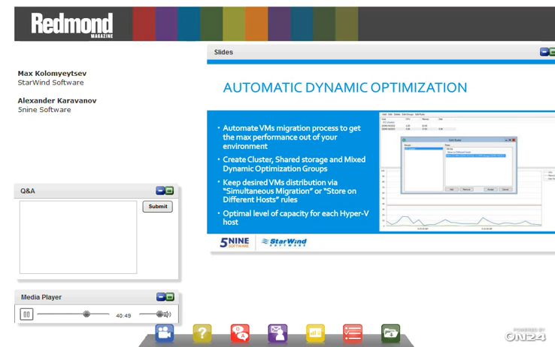Yeah, Max? Alex, but is it similar to what SCVMM does? Actually, this is one of the functionalities why people use SCVMM very often.